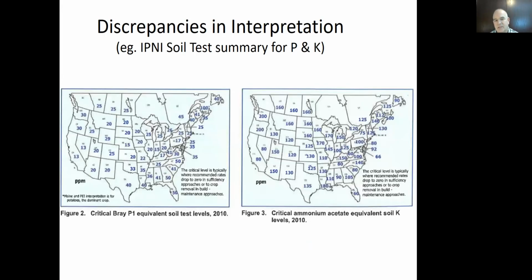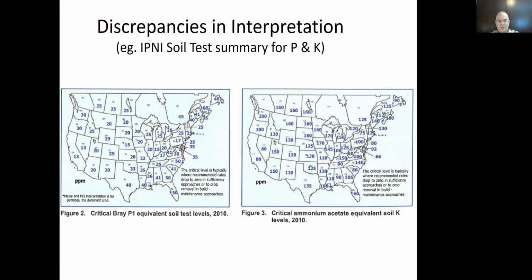Also, this is a little bit of a reality check. It's a little frustrating to look at this, and let me tell you what we're looking at. This is an IPNI. IPNI was the International Plant Nutrition Institute. They no longer exist, unfortunately. But they used to do this soil test summary every year. And one of the things they did is they surveyed all the state extension agencies. Every state has a land grant university. It's a government operation, and part of their job is to look at soil tests and provide interpretation values.